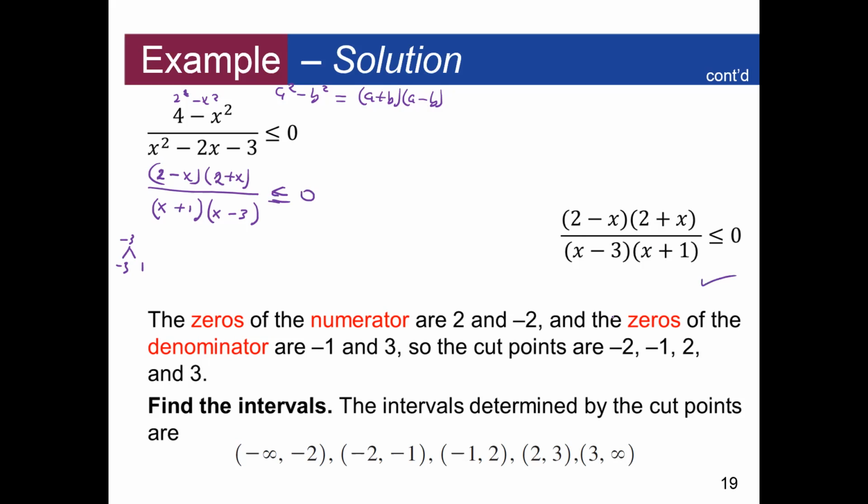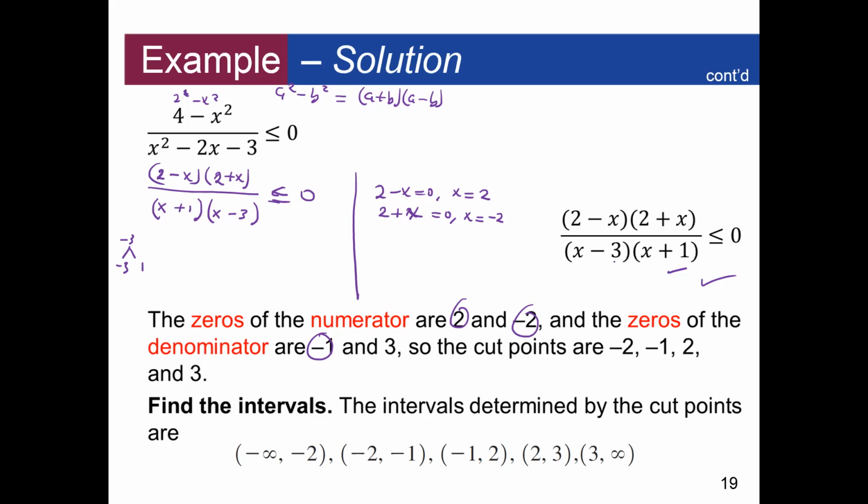Okay, so then we get the zeros of the numerator and the denominator. If you pick the zeros, 2 minus x equal to 0 means x is equal to 2. Then 2 plus x equal to 0 gives me x is equal to minus 2. So you have plus 2 and minus 2 from the numerator. And then the denominator, you have negative 1 from the factor x plus 1.